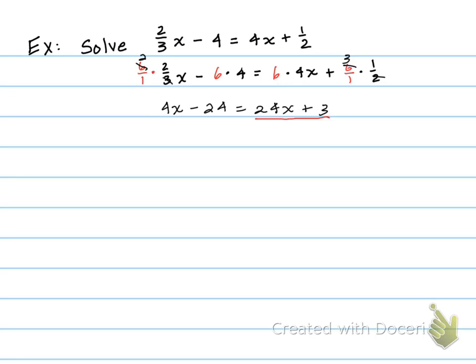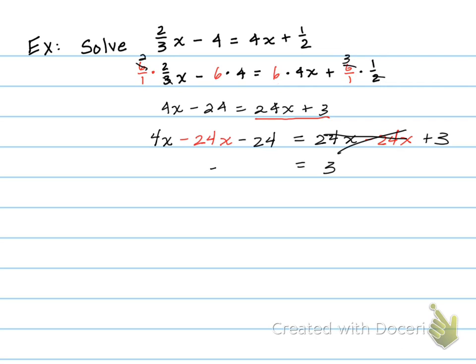So what's really happening here is we're doing 4x minus 24x minus 24 equals 24x minus 24x plus 3. And the reason that we do that is because that gives me 0 here, which is what we want. We don't want that variable over there.